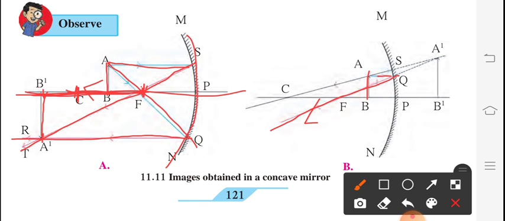Now next, whenever a ray passes through the center of curvature, it follows the same path. So this ray passes along the same path, and we are not having any image on this side. So we feel that the image is forming somewhere behind the mirror. You have to join these 2 points, A dash, B dash, and this is the image of the object. Again, it is greater than the object.